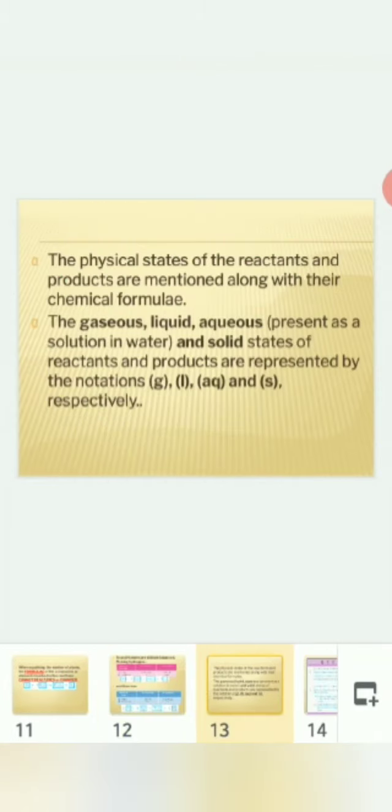The physical states of the reactants and the products are mentioned along with their chemical formulae. The gaseous, liquid, aqueous (present as a solution in water) and solid states of reactants and products are represented by the notation G, L, AQ and S respectively.